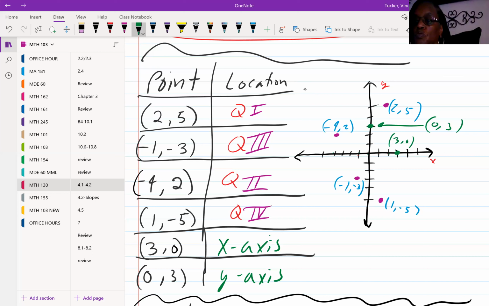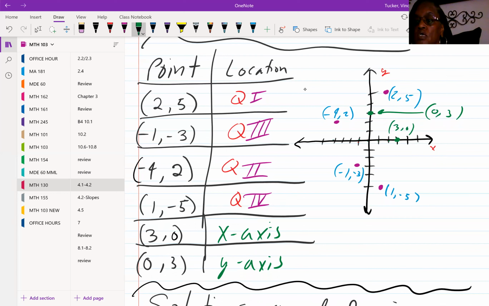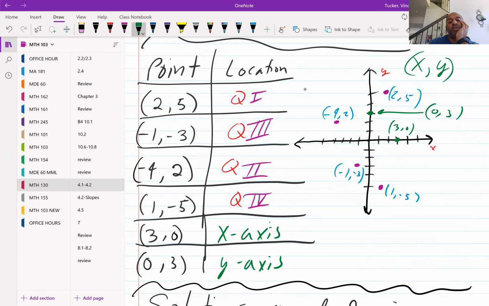Okay, wait a minute. So we were here, I went up 1, 2, 3. So it stopped right here. Yep. So X was zero, so we don't move X left or right, and we just move up three. If it says a negative, like let's say -4, we would go to our left. So it's always your X move first and then your Y move. Whether you go right or left depends on if it's a negative or positive number.